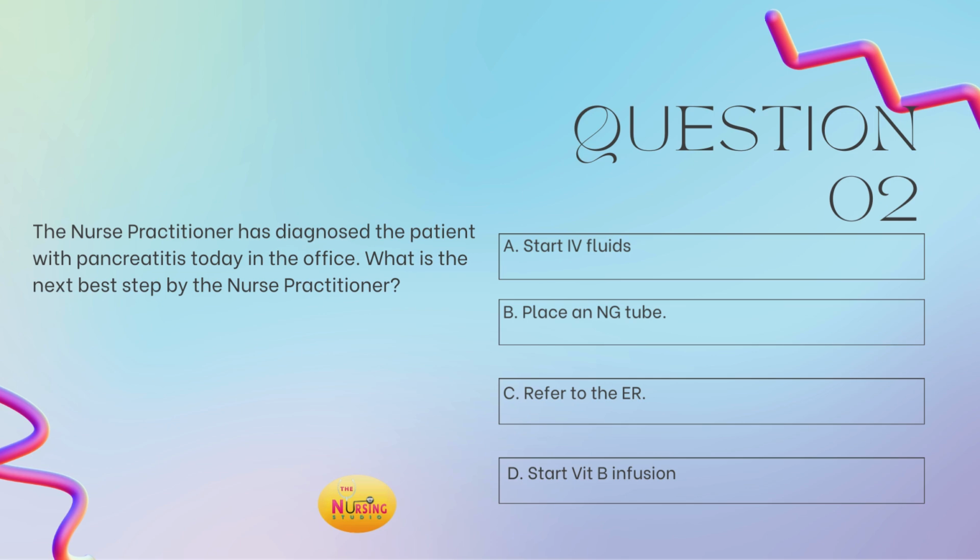And so the stem of the question here states, what is the next best step by the nurse practitioner? Always pay attention to the terms. So what's best? What are we going to do next? If the nurse practitioner is in the office and has confirmed a diagnosis of pancreatitis, you want to refer them out to the emergency room, the emergency department, for further management and treatment.